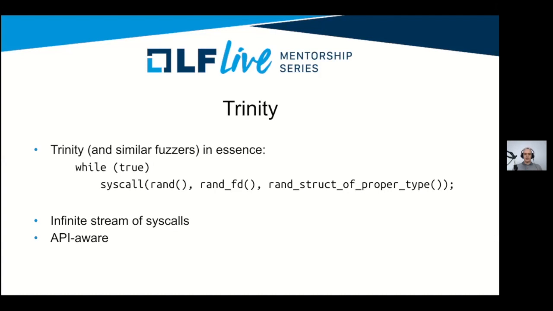But this fuzzer is still API aware in some sense because it knows about different kinds of syscalls and it knows that some syscalls are supposed to be accepting these particular structures and it tries to generate those structures. But there is no coverage guidance or any guidance in any other sense.